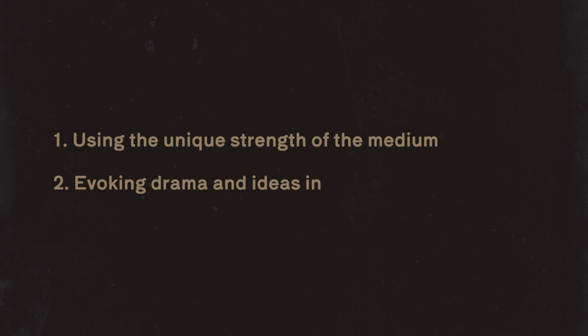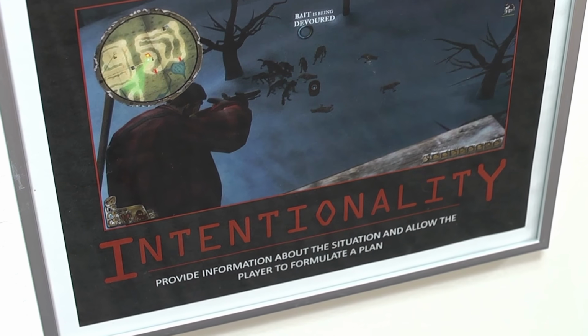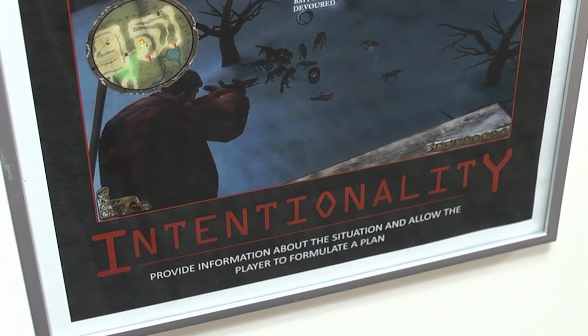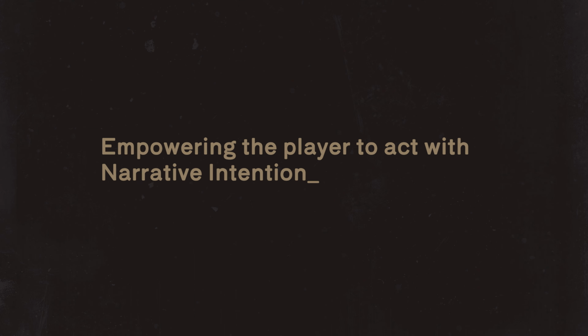So if we take the key parts of what this phrase means to film and literature, we have this: using the unique strength of the medium, and evoking drama and ideas in the audience's mind. Let's start with using the unique strength of the medium, which in the case of games is obviously their interactivity. Bearing in mind what I said earlier about the importance of intentionality to gameplay and engaging interaction, if we're talking about interactive narrative, then we can think about the idea of narrative intentionality. By this, I mean intentionality that is driven by narrative goals and motivations rather than abstract gameplay ones.